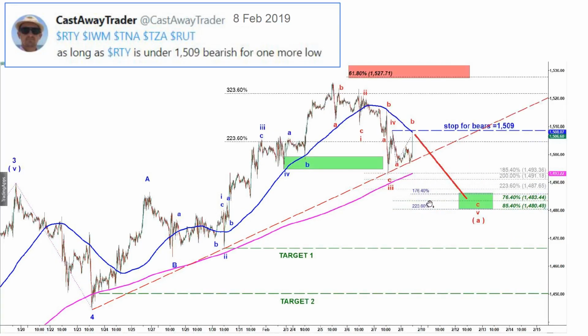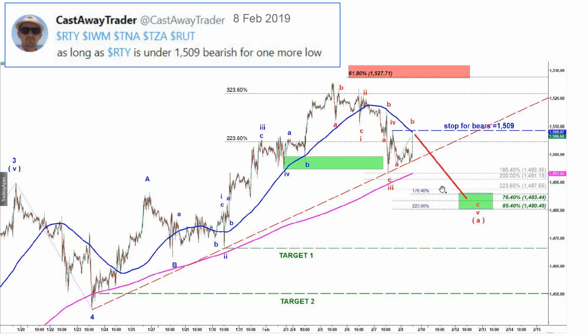So this morning on Friday, February 8th, we got that huge spike. This is structured as A, B, and C, and when you have such a sharp move up, normally it's a good sign that it's a corrective move. And this is why I was pretty confident to tweet that Russell is still under the critical resistance of 1509, and as long as it holds, we should get another decline. So it's a textbook pattern.